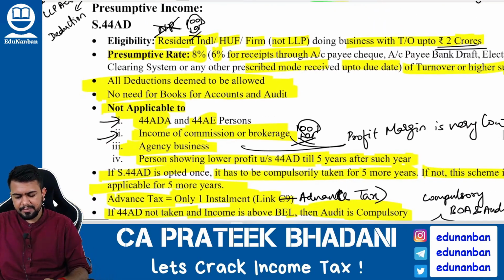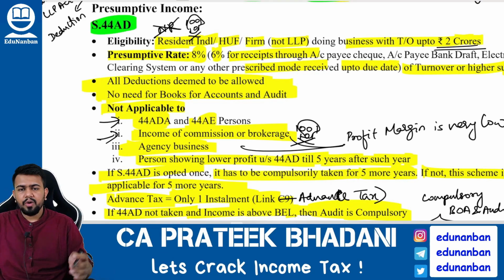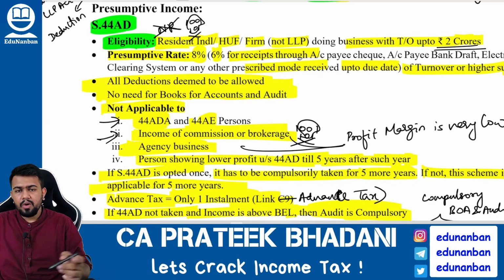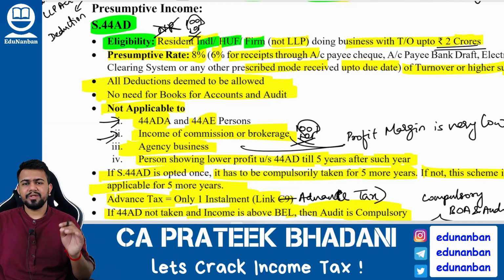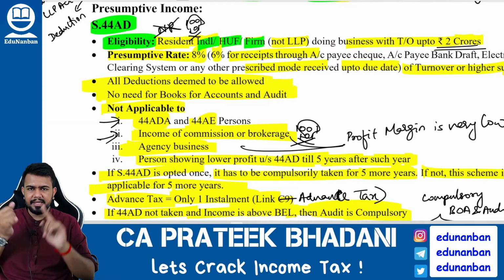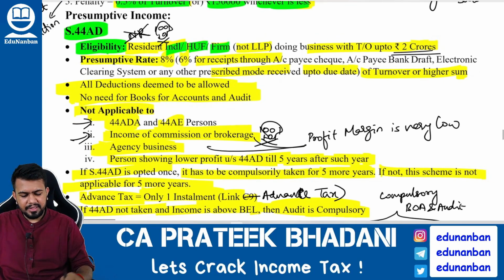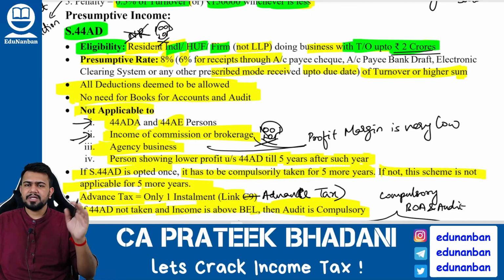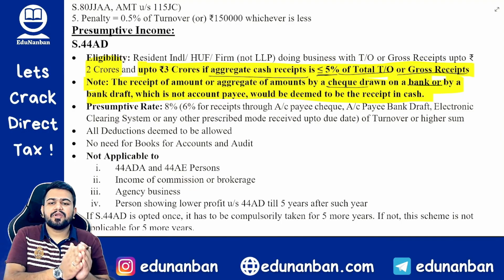Now let's come to presumptive income. Firstly, let us discuss section number 44AD. Who is eligible for 44AD? Only a resident individual, HUF and partnership firm, not being an LLP, are eligible for 44AD. So who is eligible? Resident individual, HUF, firm other than LLP. Okay, with a turnover of up to 2 crores. If turnover is more than 2 crores, a person cannot opt for 44AD. But now there is a higher limit of up to 3 crores.